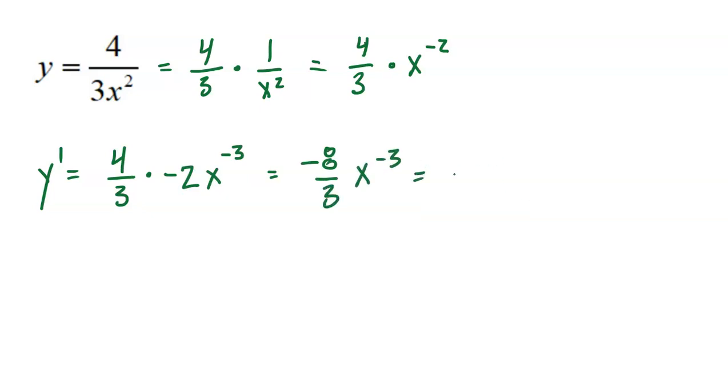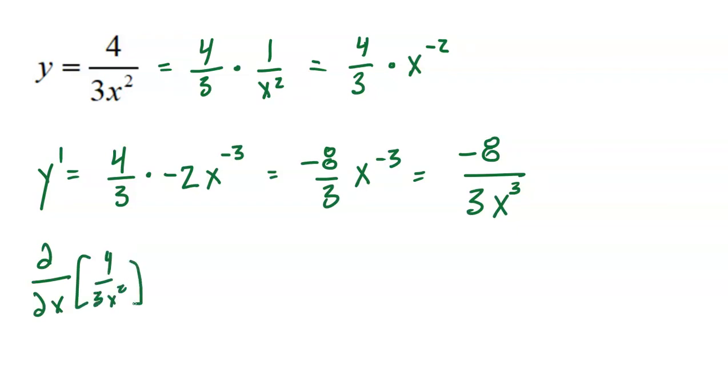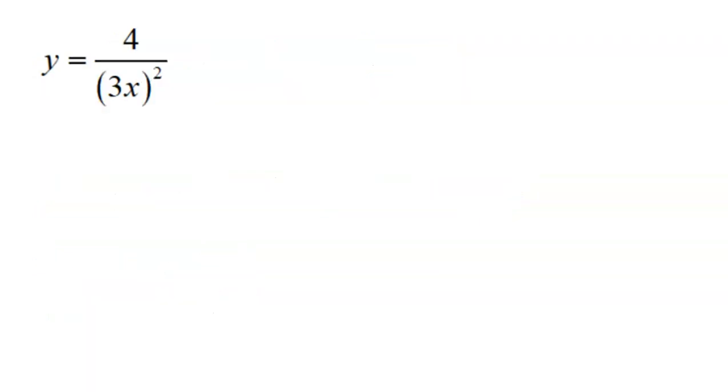Don't like negative exponents in the final answer, so we're going to have the negative 8 over 3. And now the x is going to go to the denominator to join the 3, where it can have that positive 3 power. So the derivative with respect to x of 4 over 3x squared is equal to negative 8 over 3x cubed. Pretty easy rule. All right, here's another one that initially looks a little bit weird, a little bit funky, but let's take our time with this, because I actually need to do a little bit of algebra first. That way I can utilize my derivative rules.